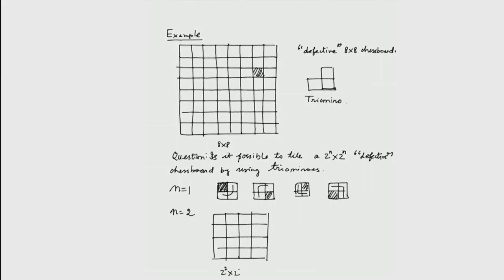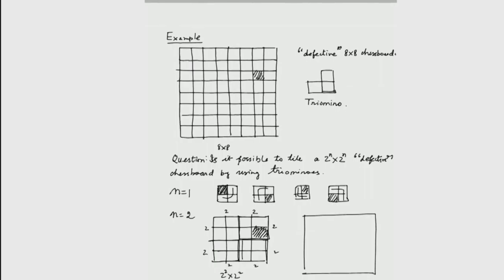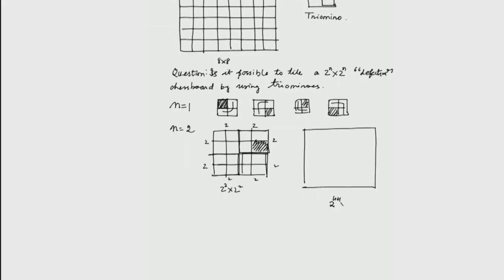So, this is a 2 square by 2 square chessboard, and let us suppose that I put a defect over here. Now, we see over here that a 4 by 4 chessboard is made up of four 2 by 2 chessboards, one here, one here, one here, and one here. So, 4 2 by 2 chessboards are giving me one 4 by 4 chessboard, and if we go in general, we will see that a 2 to the power k plus 1 by 2 to the power k plus 1 chessboard is made up of 4 chessboards, each of which are 2 to the power k by 2 to the power k.